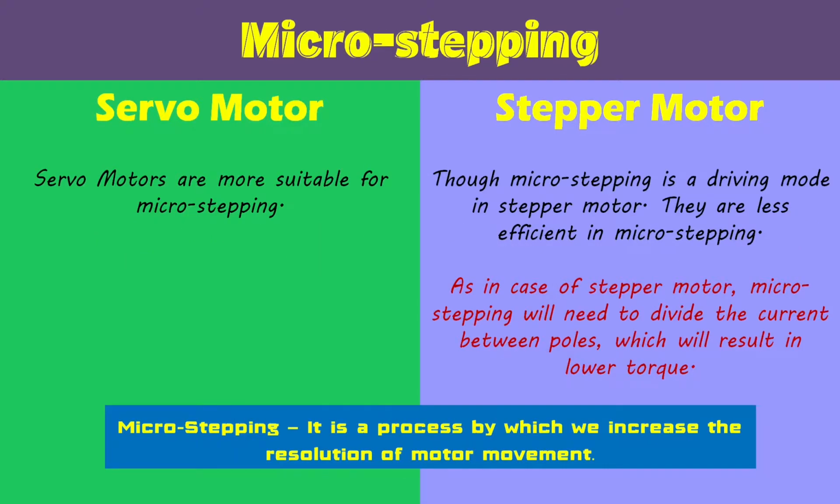While we had a driving mode named micro stepping in stepper motor, in real life application where we need to increase the resolution of the motor movement, servo motors are a good choice, as in case of a stepper motor, micro stepping involves dividing the current between poles to achieve micro steps, which ultimately result in lowering of the torque of the motor.